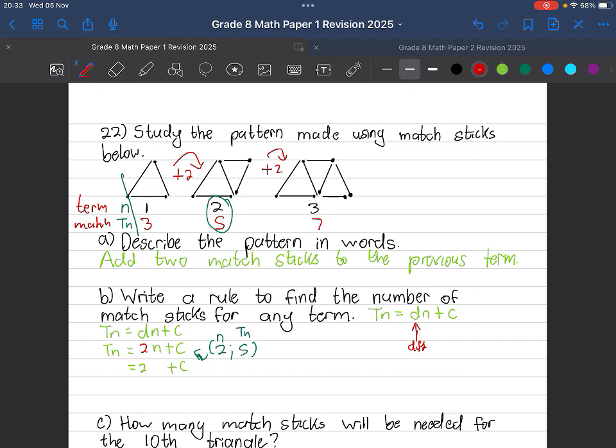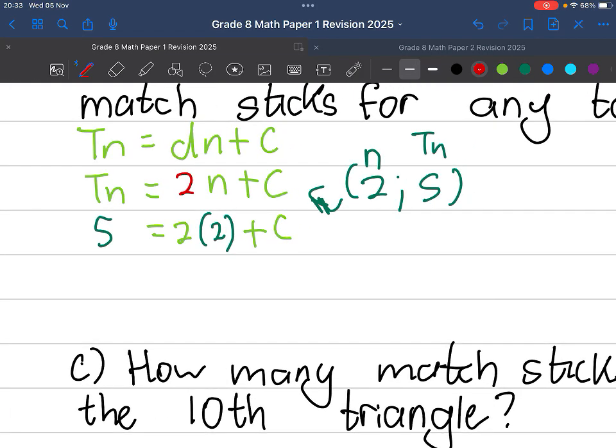Instead of n now, we're going to put in that 2. Instead of Tn, we're going to put that 5. And now we're going to check what value of C makes this equation true. So you do this by solving the equation. So let's have a look here. So firstly, 5 is equal to 2 brackets 2. Brackets means multiply. So 5 is equal to 4 plus C. We can take the 4 across. It will become a negative 4. And then our value of C is equal to 1.